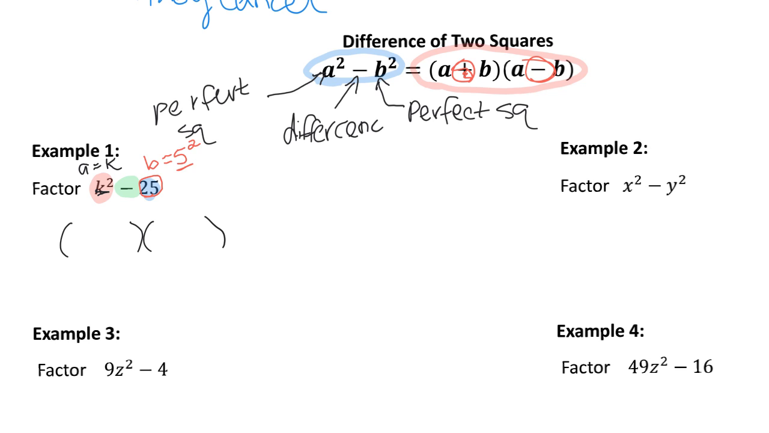Okay, so I want to identify what my a is and what my b is. Once you get the hang of this, you don't need to write them out, but it's kind of helpful to visually see it at first. So we have a plus b, and then a minus b, okay? So we'd have it as k plus 5 and k minus 5. Okay, and again, just plug it into the formula up here. All right, so I want you to pause and try example number 2.